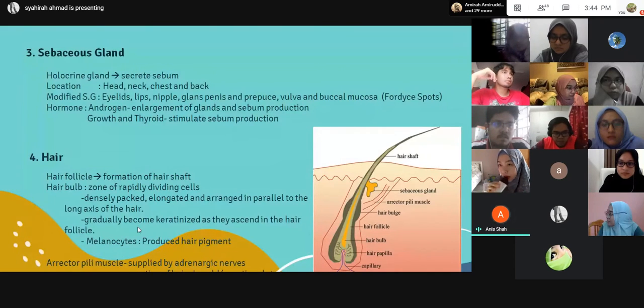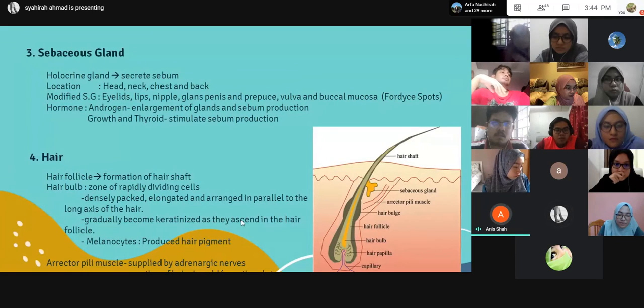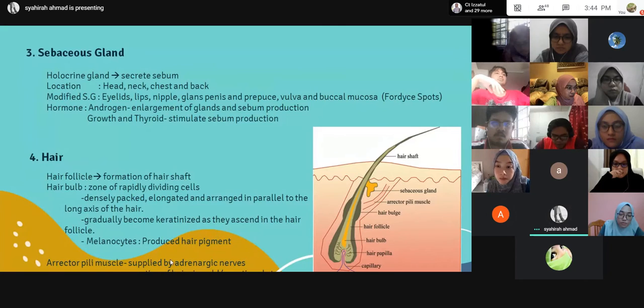Yeah? It's just that it also contains these matrix cells which generate the hair, isn't it? So that's the additional point. Otherwise, the whole lining epithelium is basically the same as the epidermis. Yes? Okay.